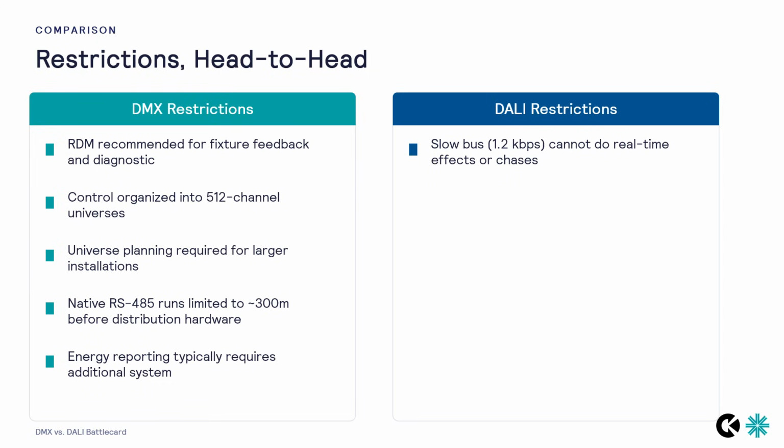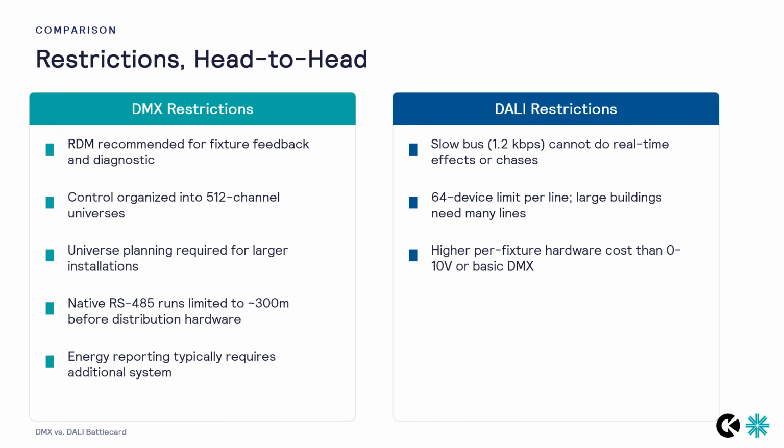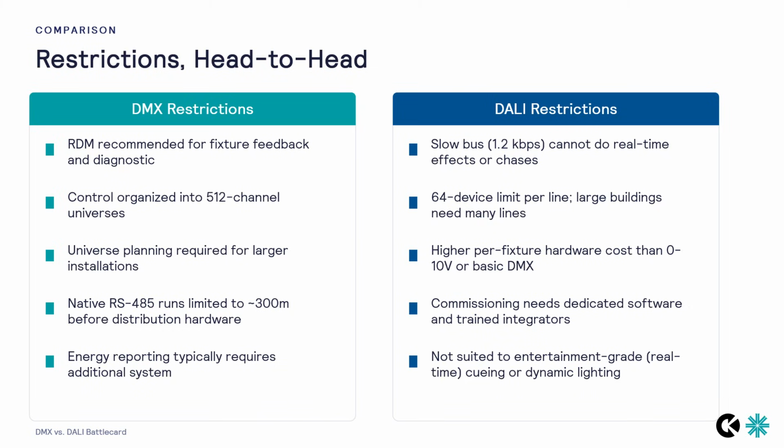DALI systems are organized into lines, with each line supporting up to 64 devices. As projects grow, additional lines and gateways are added to expand the system, much like additional universes are added in larger DMX deployments. You'll also notice that DALI devices often carry a higher per-fixture hardware cost because more intelligence is built directly into the ecosystem. Commissioning can be another consideration. Device discovery, grouping, scene creation, and system configuration typically require specialized software and trained integrators. Taken together, these characteristics help explain why DALI excels in operational building environments, while DMX excels in dynamic lighting environments.